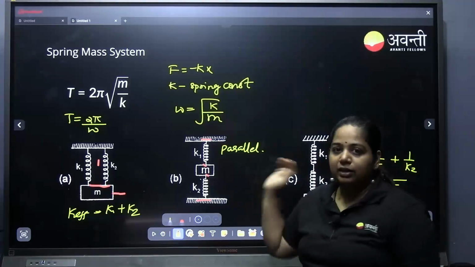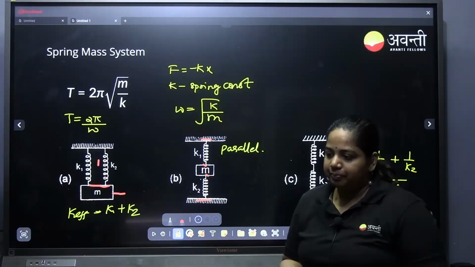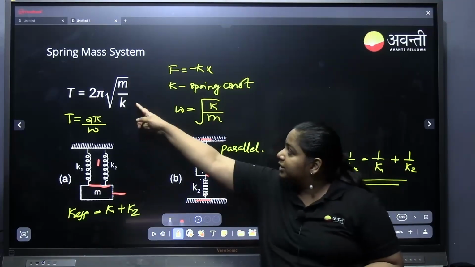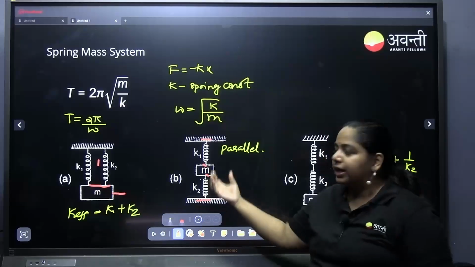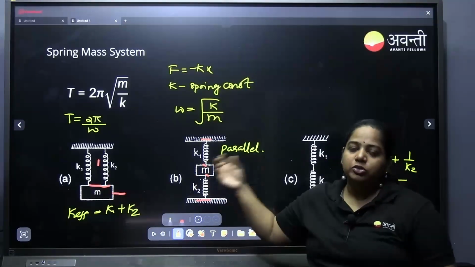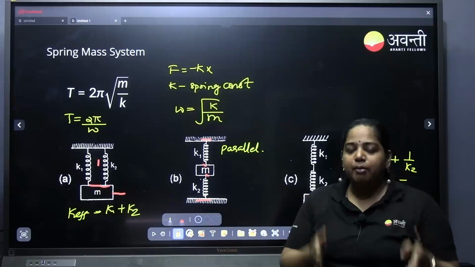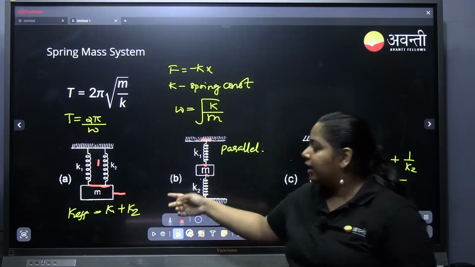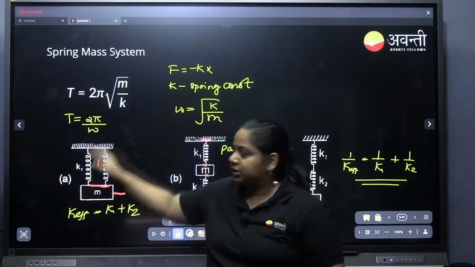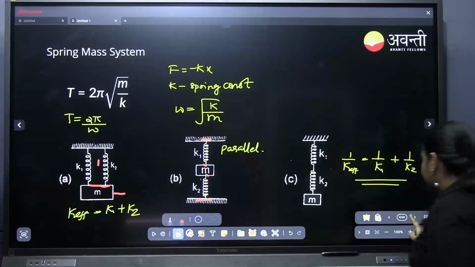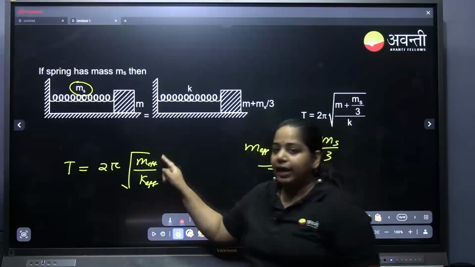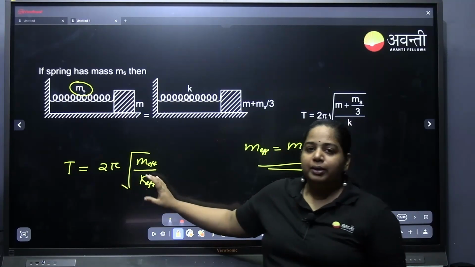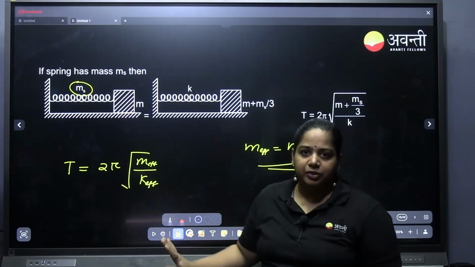So this is parallel combination, that's what I said. Since the time period is 2 pi root m by k, if I am suddenly adding extra mass here, total mass will be m plus m1 plus m2. So mass can change and k can also change. We modified this formula as 2 pi root m effective divided by k effective. Spring combination is there, find k effective, substitute it here.